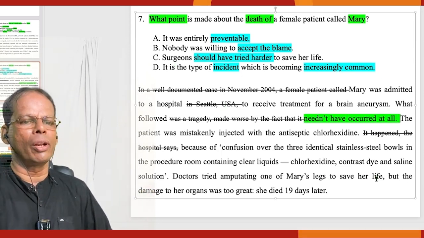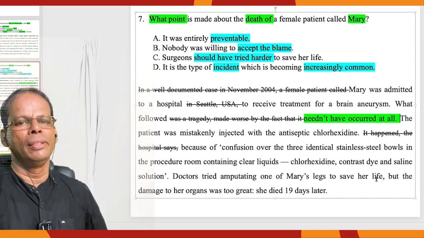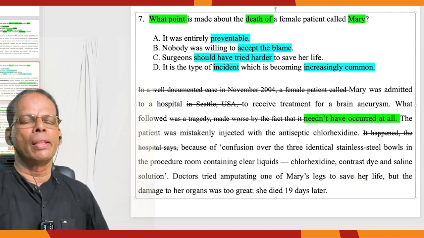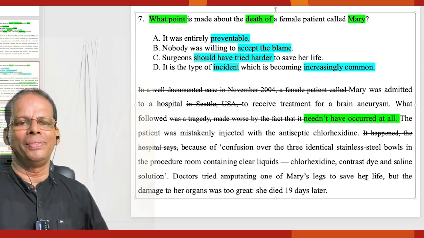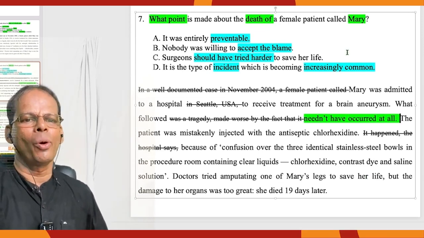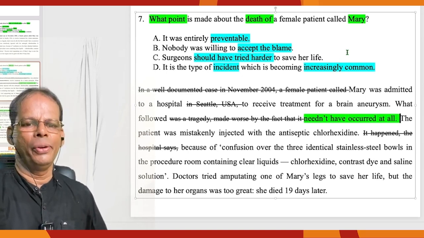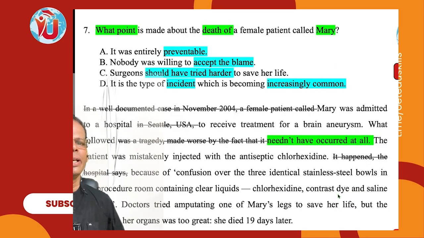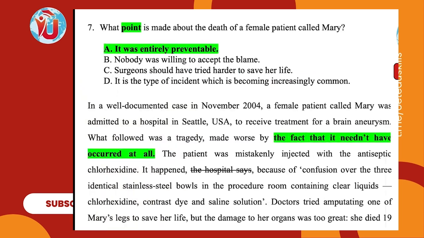Doctors tried amputating one of Mary's legs to save her life. What is the meaning? It means they tried their level best to save her. C says the surgeon should have tried harder to save her life. That is the opposite, right? That's the beauty. About accepting blame, nothing is said about accepting blame. Nothing is mentioned, not given. Incident is becoming increasingly common is not mentioned. Both are not given.